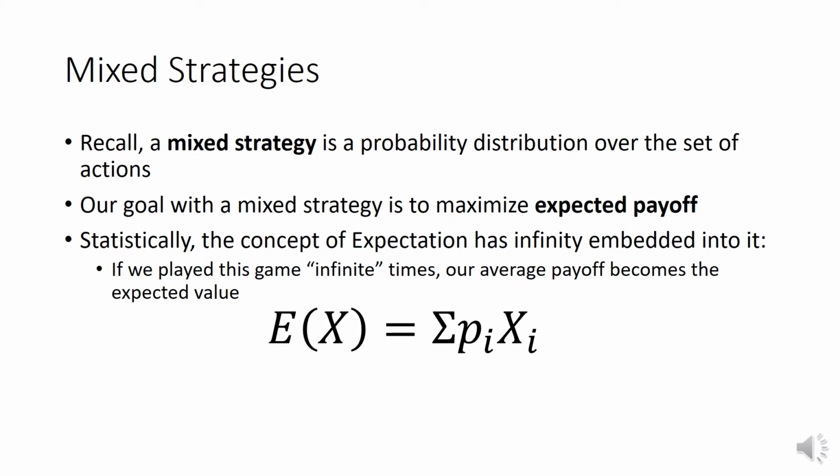And statistically speaking, this concept of expectation has infinite constructs embedded in it. Right? If we played a game an infinite number of times with our mixed strategy, what would our average or expected payoff be? And when we talked about expected payoffs in the more static sense, we split the number of actions into a finite number, but we can think of expectation over an infinite sum.